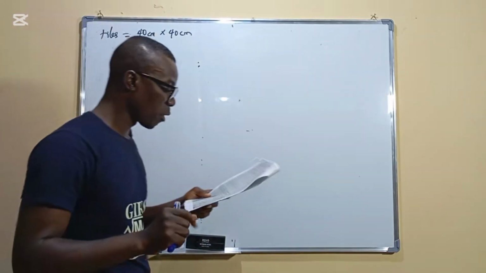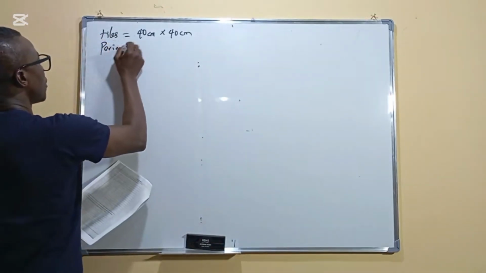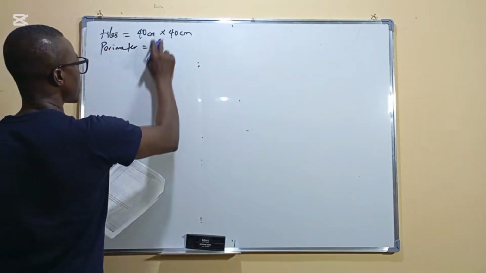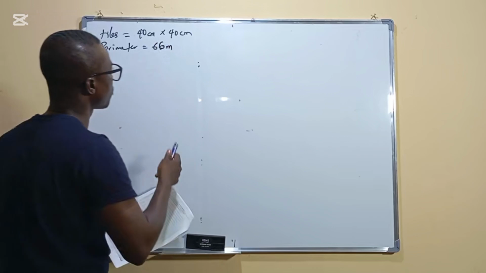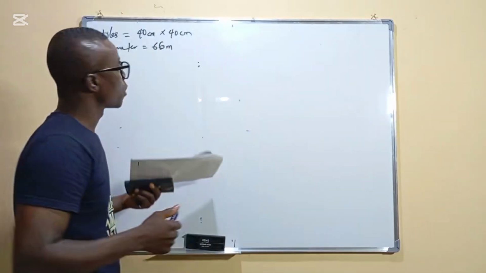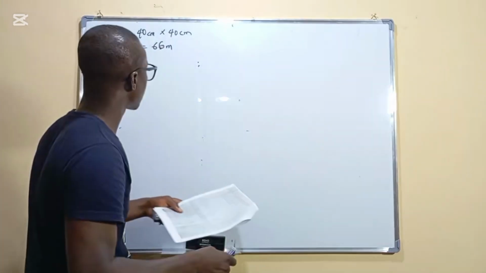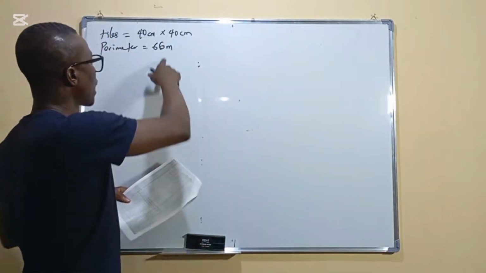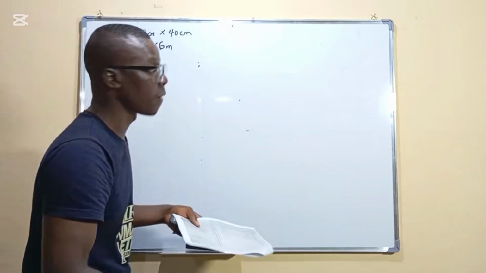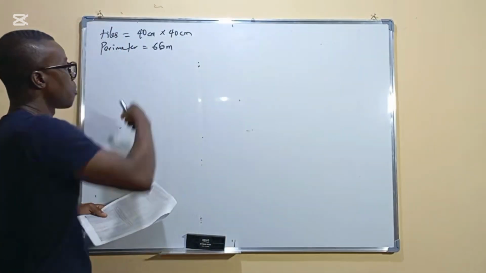Now, if the perimeter of the floor is 66 meters, you will notice here we have that the perimeter is 66 meters. What does that mean? Now, units, you can check here. We have centimeter, we have meters. So you can decide to change this to meters and then apply it, or you can decide to change this to centimeter and then make use of it.